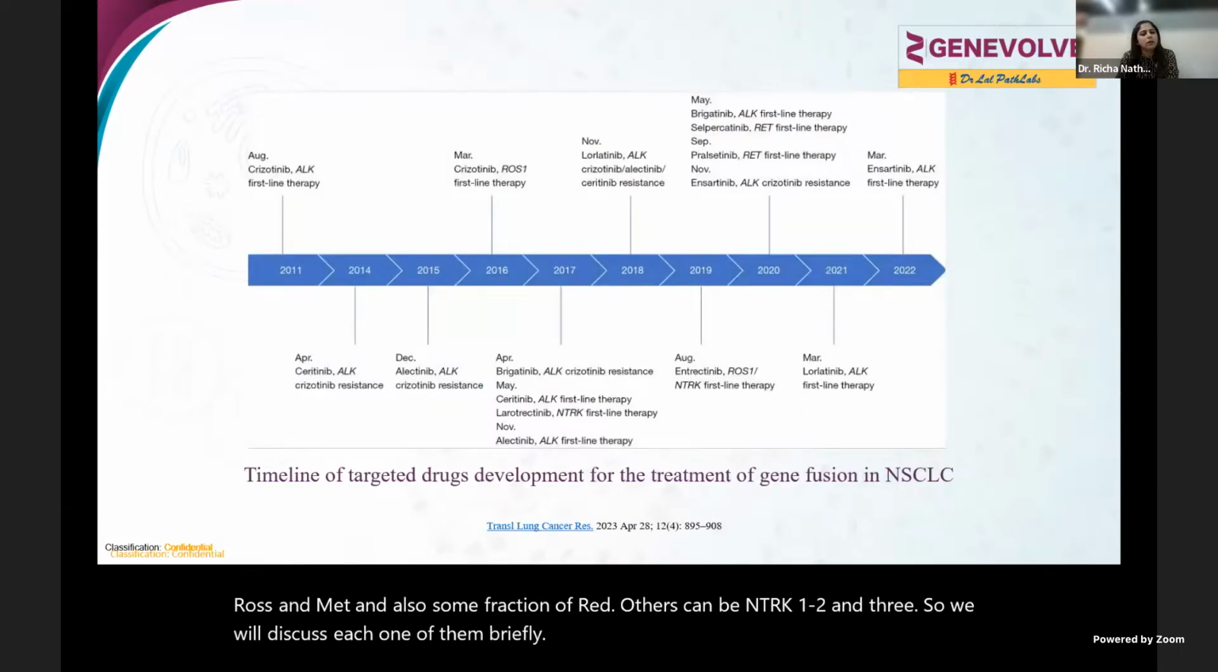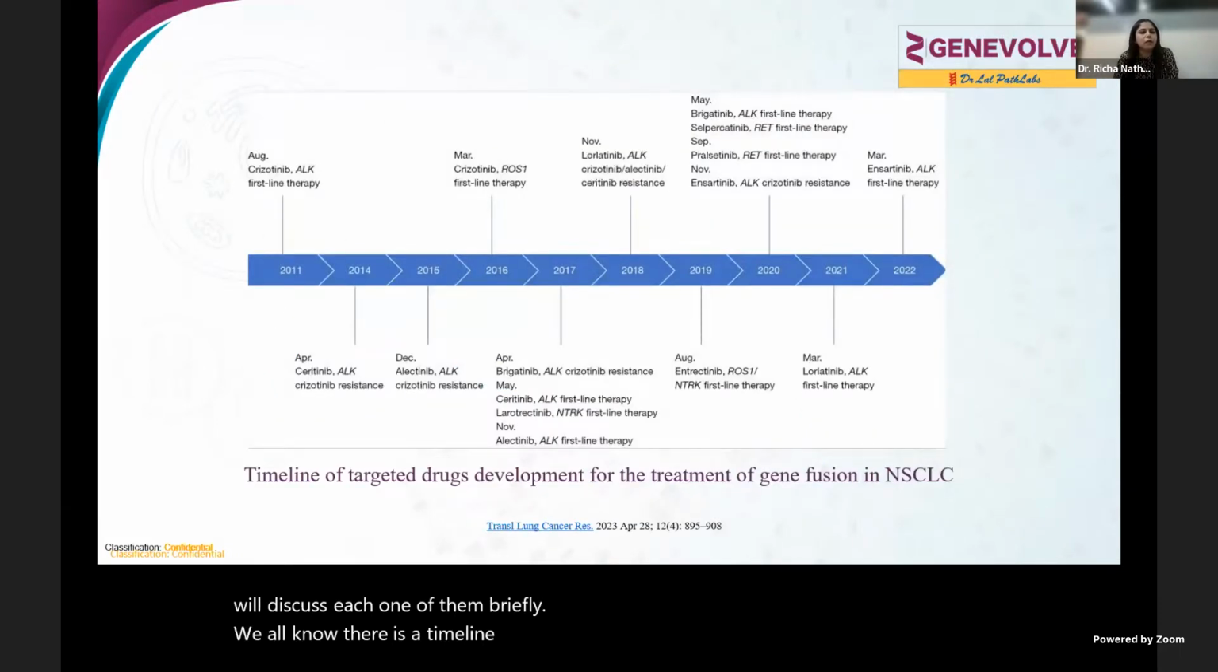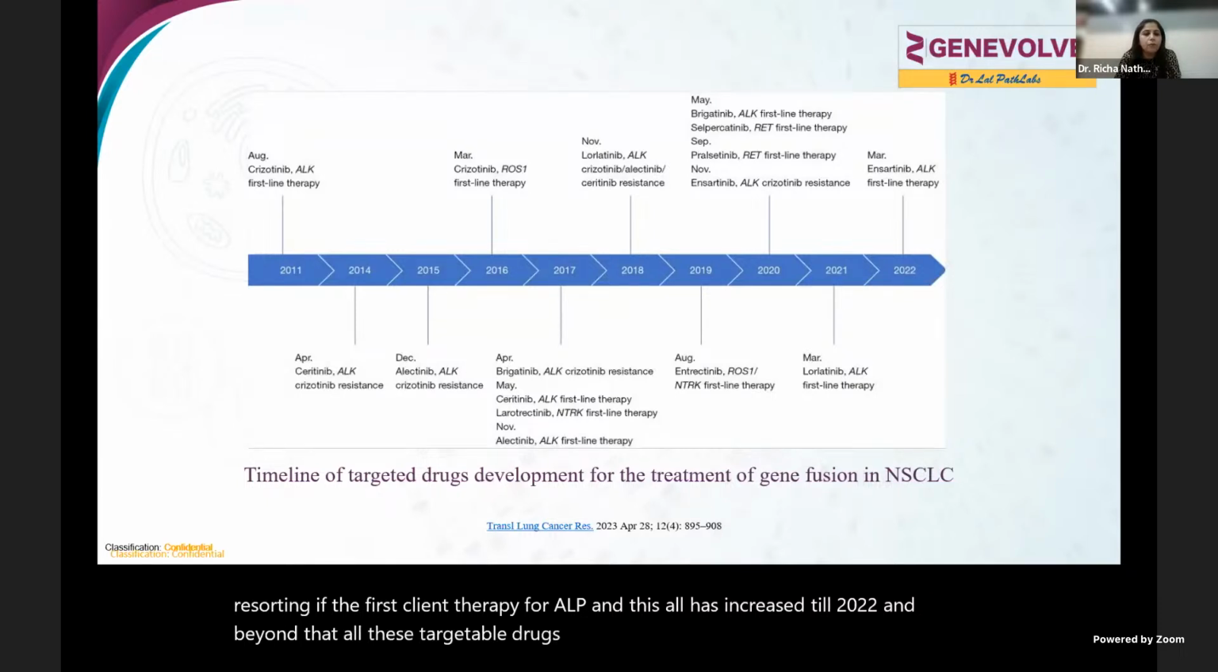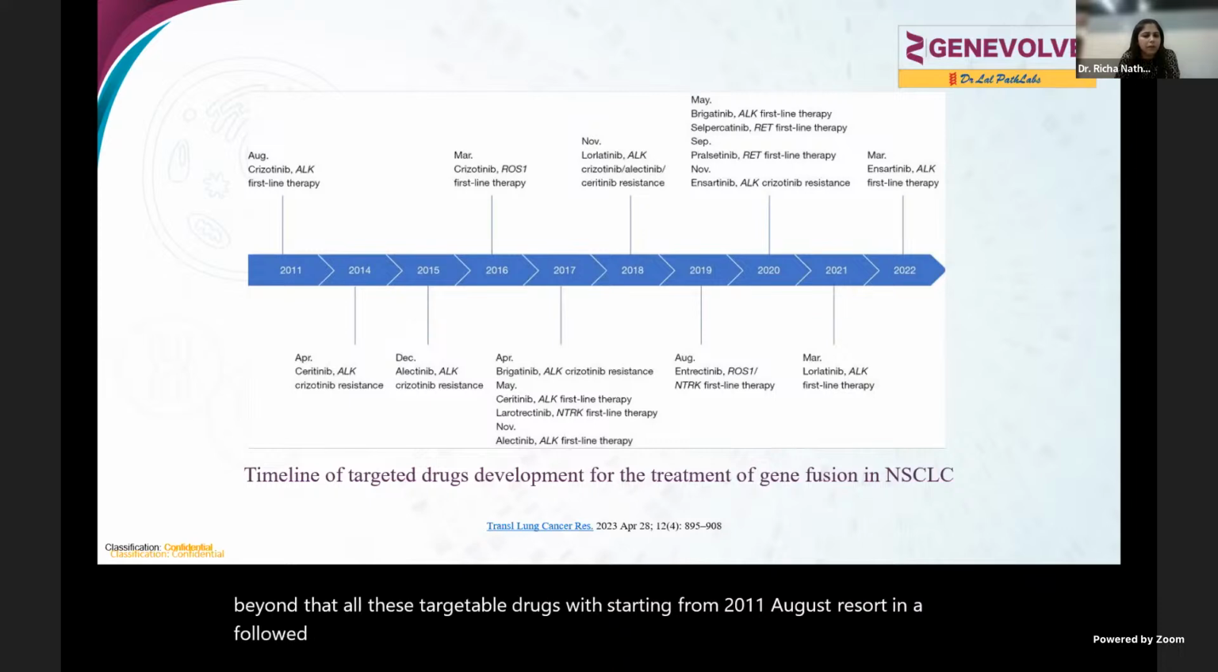We all know there is a huge timeline, starting from August 2011, wherein crizotinib was the first line therapy for ALK, and this has all increased till 2022 and beyond. All these targetable drugs start from August 2011 with crizotinib, followed by ceritinib in April, and so on and so forth.